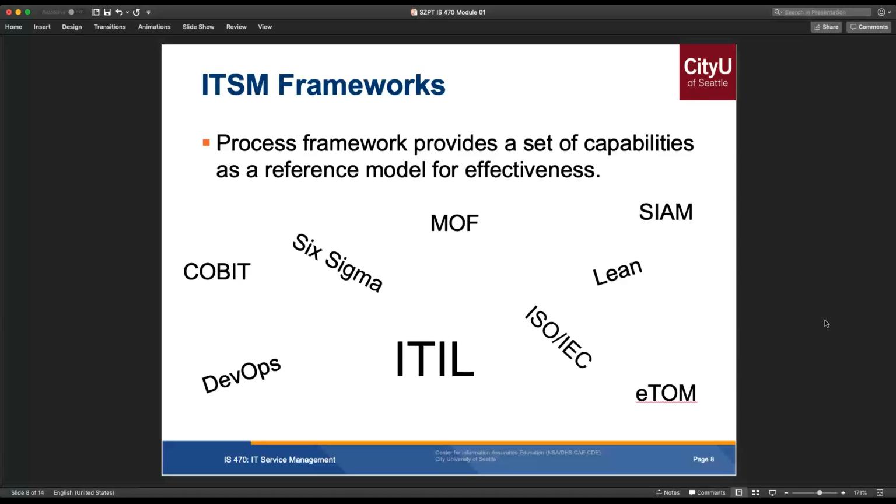So there are a lot of ITSM frameworks. The core of what they're following is ITIL, but there are a lot of others. There's Six Sigma, Lean, ISO, DevOps, and as you can see, for example, Six Sigma and Lean are process improvement frameworks as well.